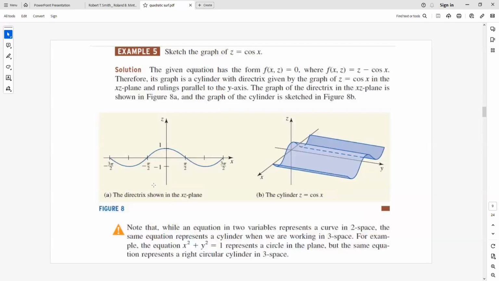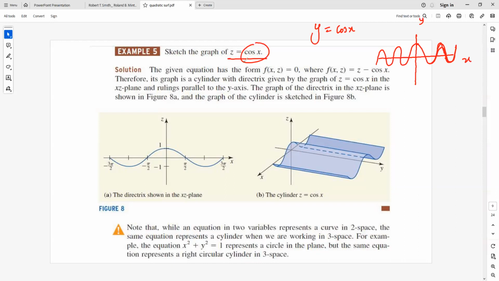Now here's one more example, that is z equals cos x. Again, we know how to draw this function, that is the cosine function. So let us consider y equals cos x on the xy plane. So we know that it looks like this. It's periodic, right? It will be like this.